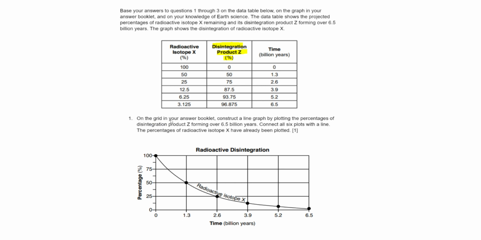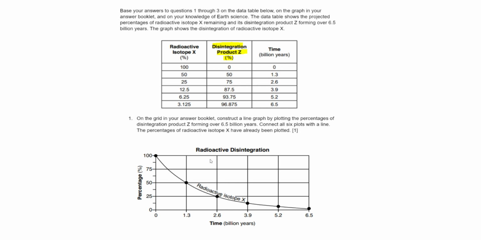So, number 1, on the grid in your answer booklet, construct a line graph by plotting the percentages of disintegration product Z forming over 6.5 billion years. Connect all 6 plots with a line. The percentages of radioactive isotope X has already been plotted. So what it's saying is you have radioactive isotope X, and since it's radioactive, it's disintegrating. It's breaking down and turning into its disintegration product Z, and it has a half-life, so it takes a certain amount of time to go from 100 to 50% to 25%. So halving every time, it takes a certain amount of time every time.